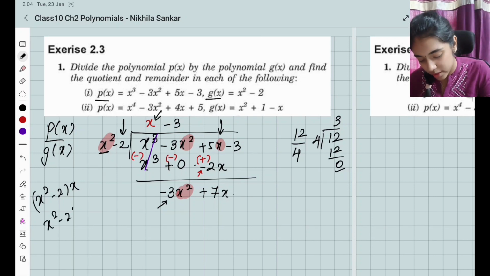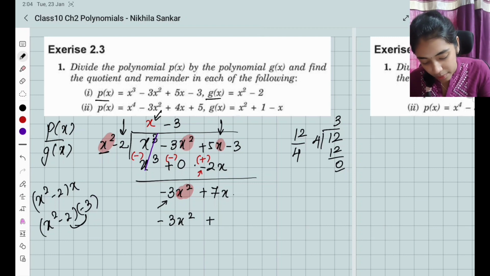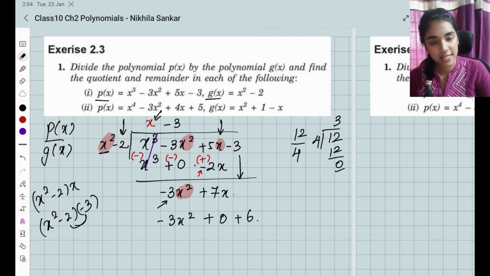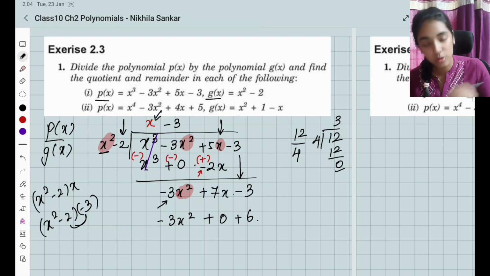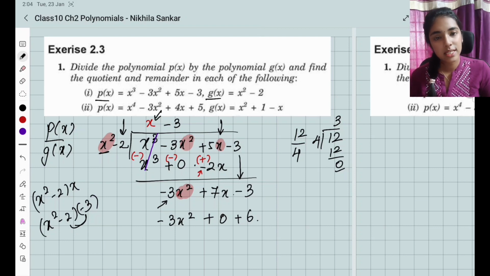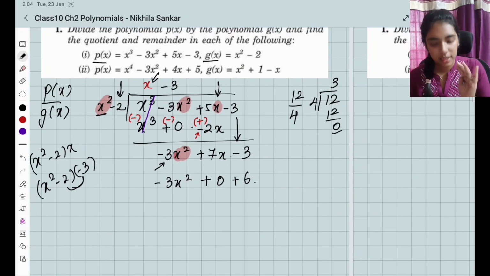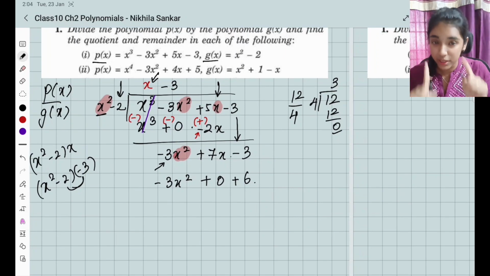I have x square minus 2 times minus 3. So this is going to be minus 3 into x square. Here if I multiply this, I'm going to have plus 6. But here there is a constant, right? Since there is a constant here, what am I going to do? I'm going to remove this plus 6, put plus 0, plus 6. Okay, so I'm going to bring this 3 also down. Since there is a constant here, I do it like this. We'll solve more questions, you'll understand. It looks a little complicated at first, but it is not.